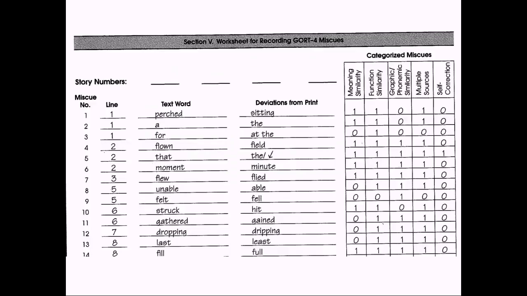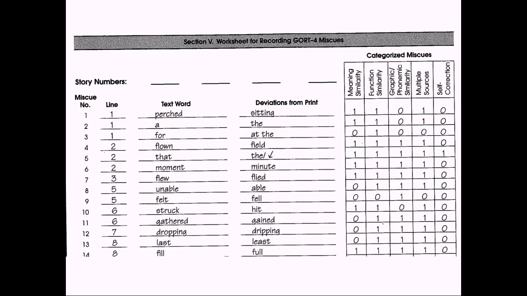So I look at my first word, perched, and the child said sitting. And now I'm going to ask myself some questions. Did it maintain a similarity in meaning? And the answer is yes. Did it maintain some functional similarity? Yes. Did it maintain phoneme-grapheme similarity? No. The words are synonyms for each other, but they have nothing to do with the actual spelling of the words. Are there multiple sounds? Yes. And was it self-corrected? No.